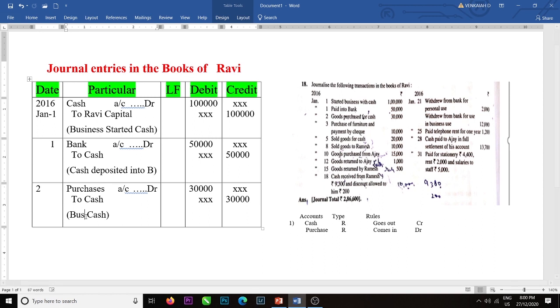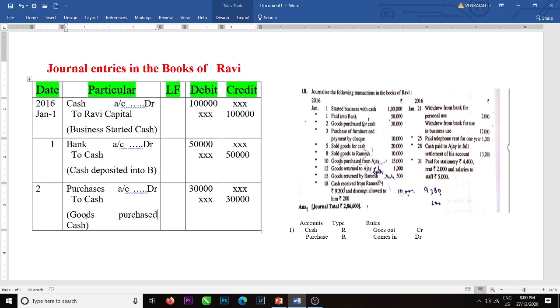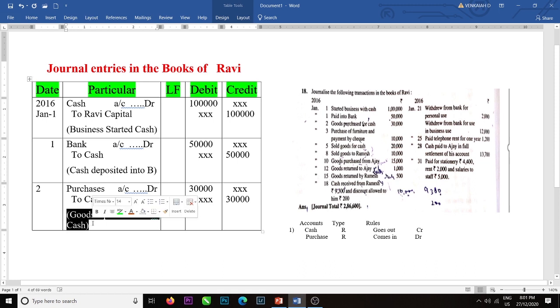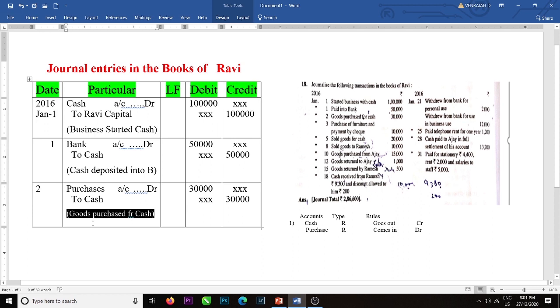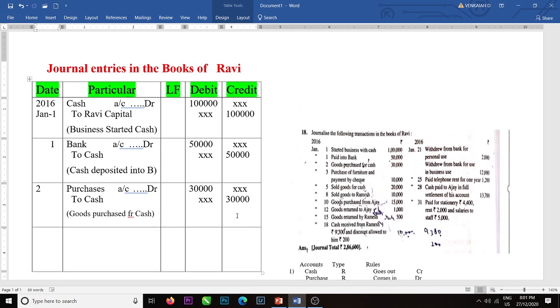Purchases, sometimes there are credit transactions also. We have to record in the name of the party. Goods purchased for cash. Next entry, date please.